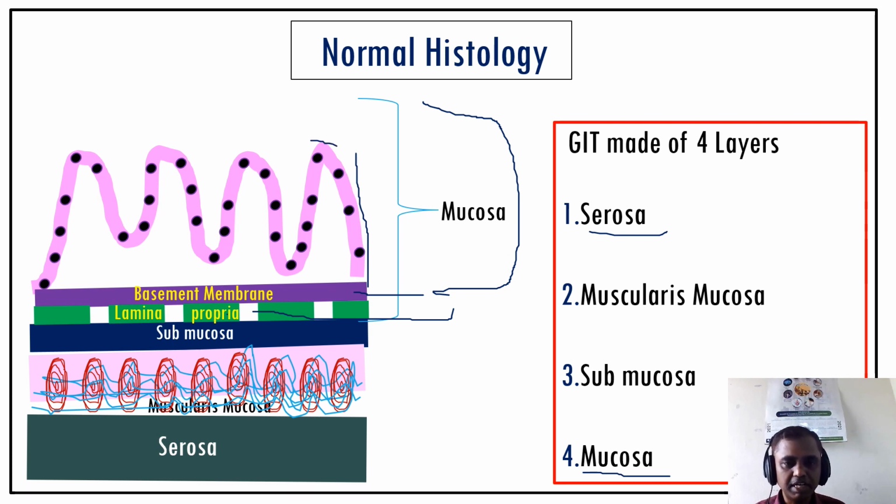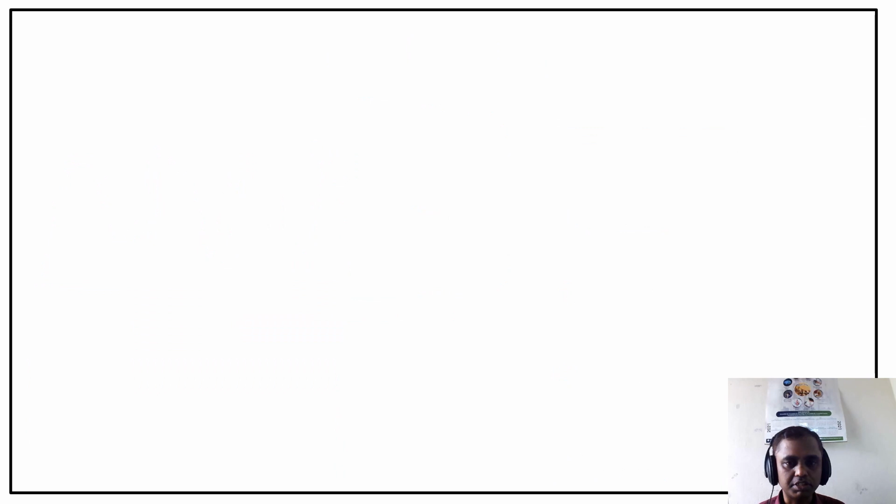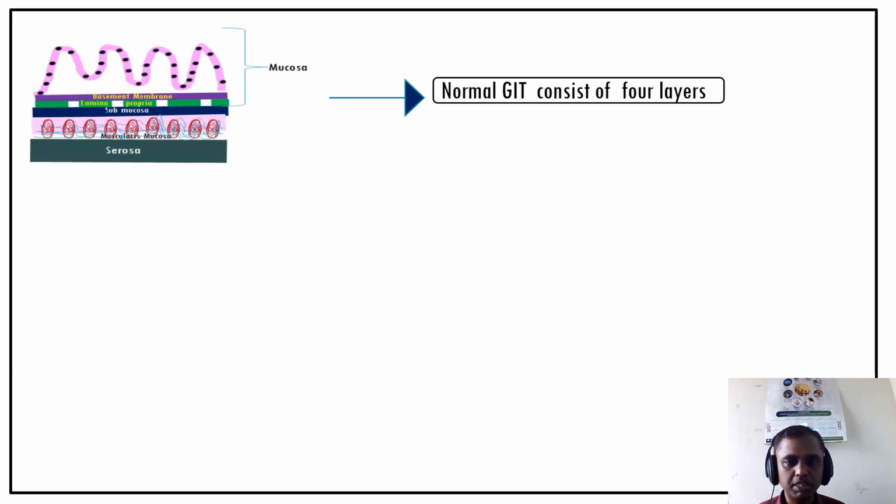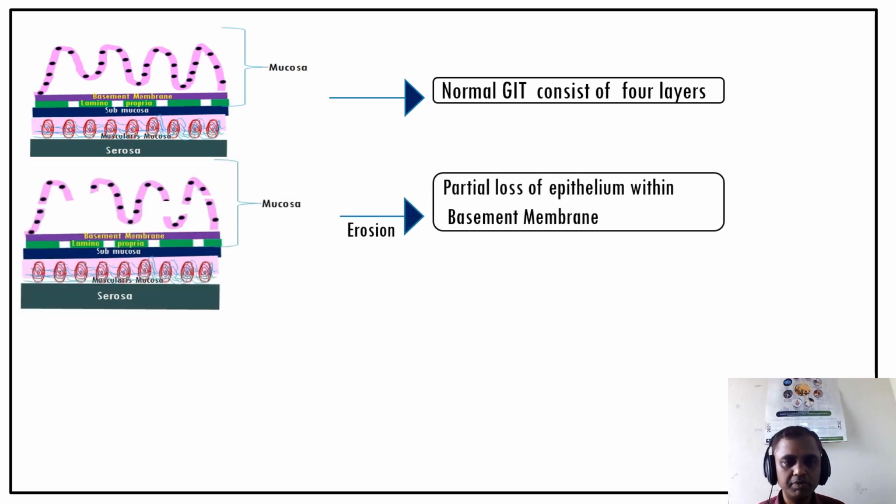So this is the basic understanding of normal histology. As we know, normal histology consists of 4 layers: serosa, muscularis mucosa, submucosa and mucosa. So we'll study what is meant by erosion. Erosion means partial loss of epithelium within the basement membrane. In this picture you can identify a partial loss of the mucosal epithelium, and that is pertaining only inside the basement membrane.